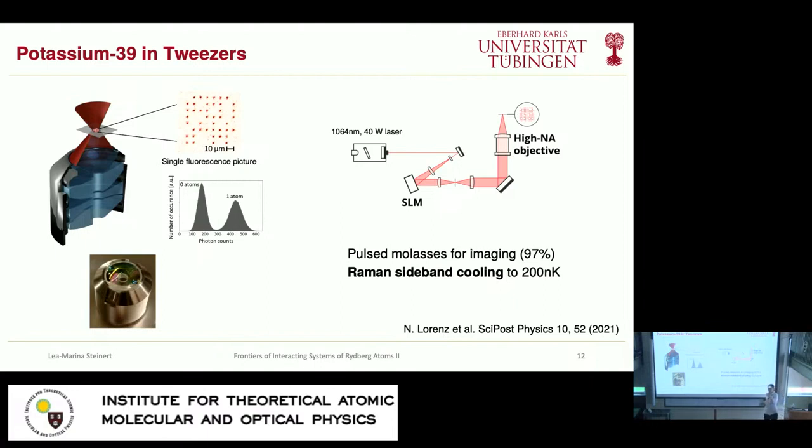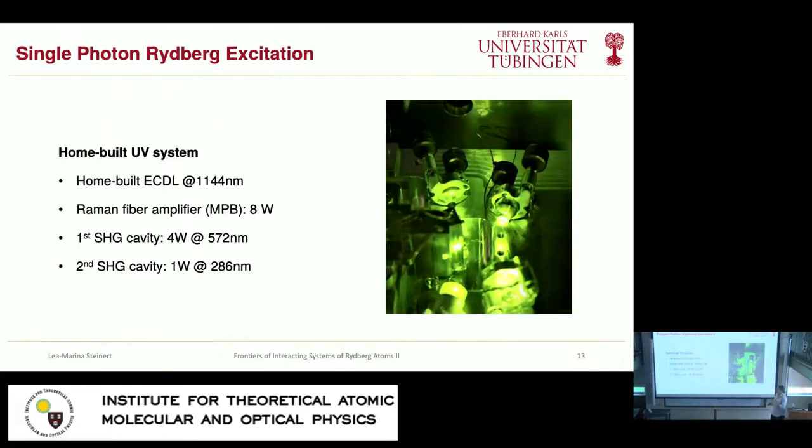All right, so the second ingredient we need is the Rydberg excitation setup. This is fully home built except for the Raman amplifier, which is bought. So we start with a home built ECDL laser at 1144 nanometers, which is then amplified and twice frequency doubled so that we end up with 1 watt at 286 nanometers. And here on the right-hand side, you actually see a picture of our second SHG cavity with the crystal right here.